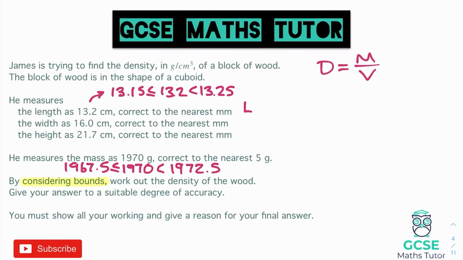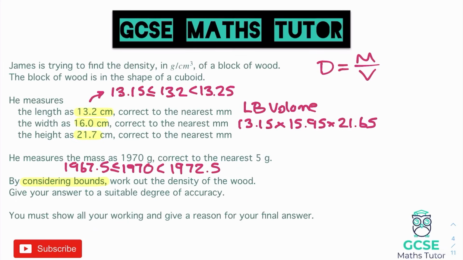So if we first work out the lower bound for the volume, we are going to multiply together all the smallest possible lengths. So that would be 13.15 multiplied by, and again, let's just highlight these. I'm just looking at all these numbers over here. So the lower bound for that 16.0 will be 15.95, and then multiplying that by 21.65, that last length there. So that is going to give us the lower bound for our volume.